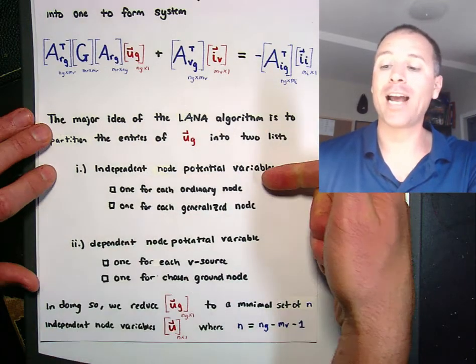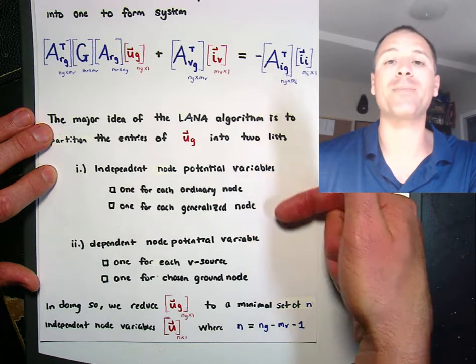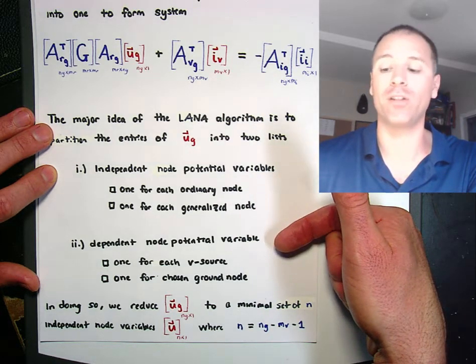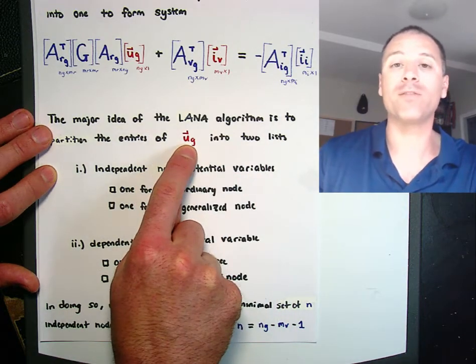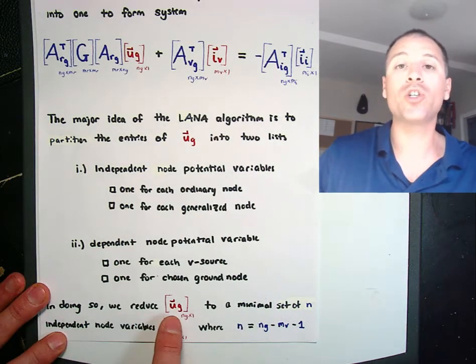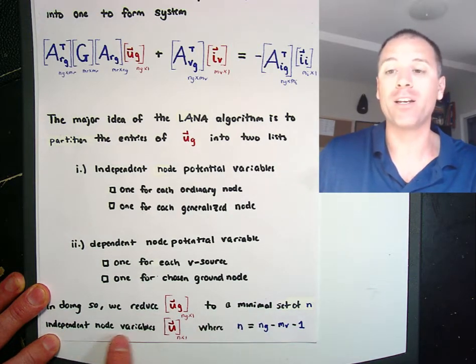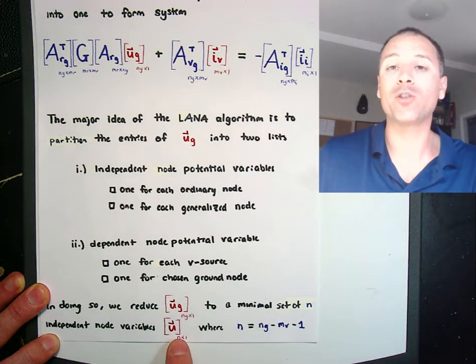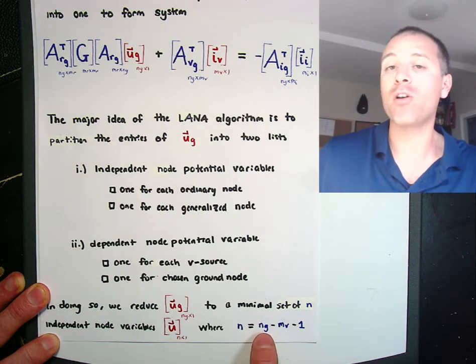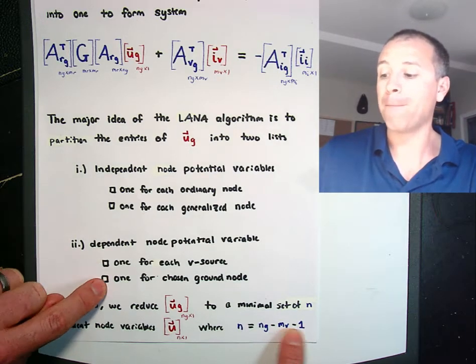In step 6 of the LANA algorithm, we discussed the definitions of ordinary and generalized nodes. And then in step 7, we talked about the concept of grounding the circuit. The major idea of making these partitions for the entries of U sub G is to reduce all entries of U sub G into a minimized set of independent nodes, which we'll just call U, where the number of independent node potential variables is the number of nodes in the original circuit minus the number of voltage sources minus 1 for the ground node.